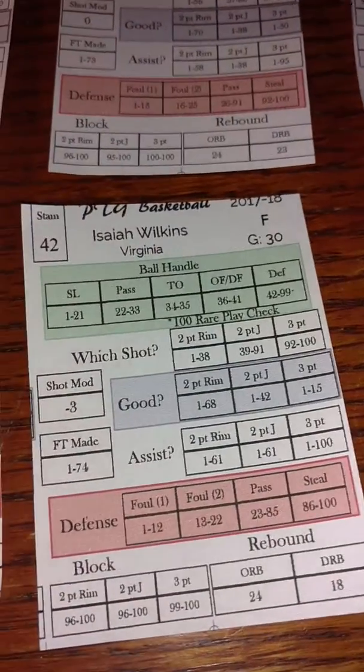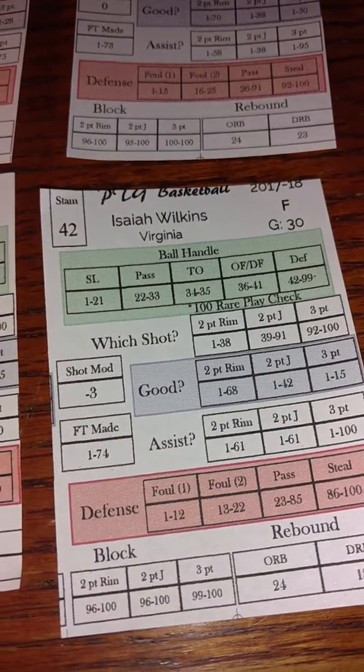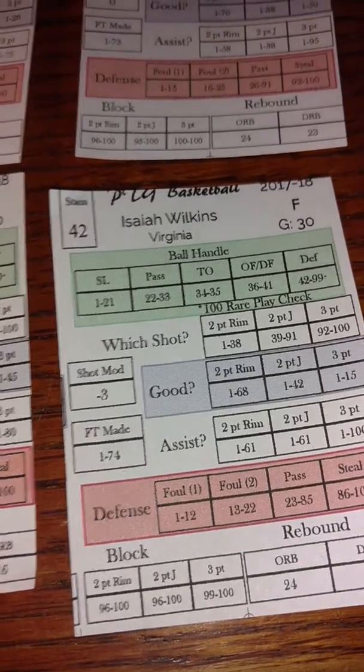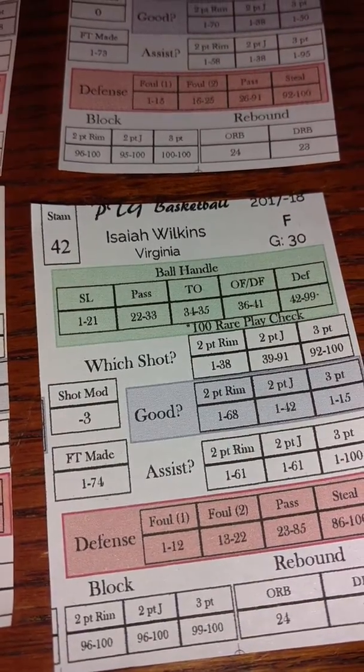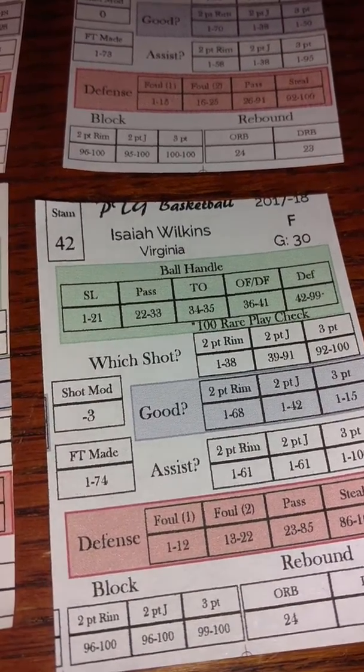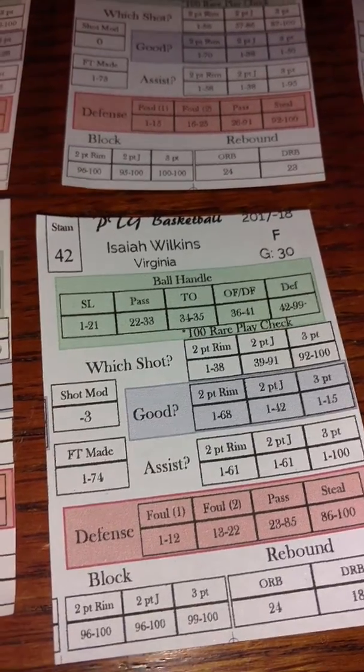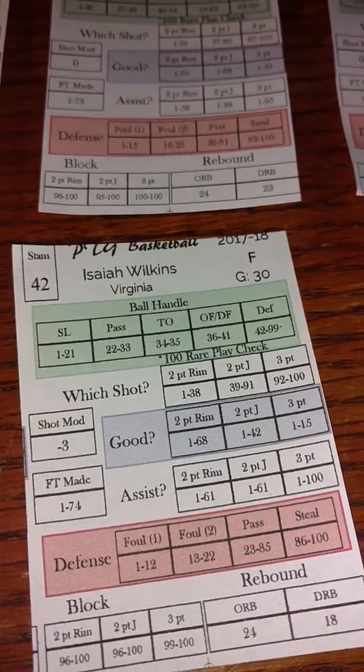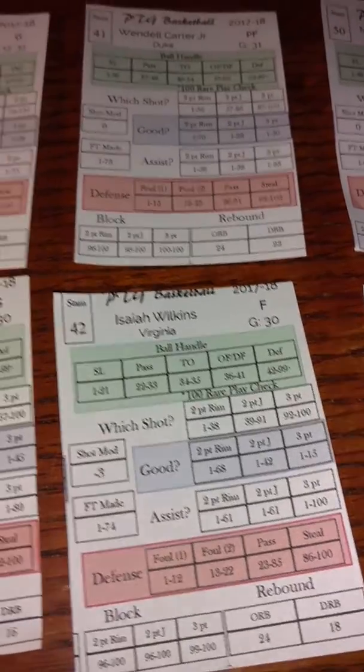Black for me is the 10s. So, pass it to Isaiah Wilkins. A 63 is a defensive check. You'll note below the defense there's an asterisk next to the 99. Below that is the 100 is a rare play check. So if you roll 00, this is where you'll check the rare plays. It's the only place where you'll check rare plays.